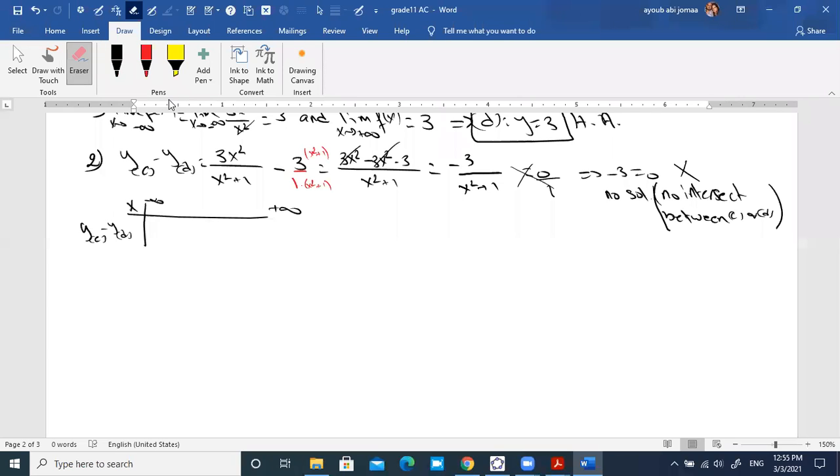Okay, now to determine the sign from negative infinity to positive infinity, choose any number you like. Let's say 0. Replace x by 0. Negative 3 over 0 squared plus 1 is equal to negative 3, which is negative. So for that reason we put negative here. That means that the curve C is below the horizontal asymptote from negative infinity to positive infinity.